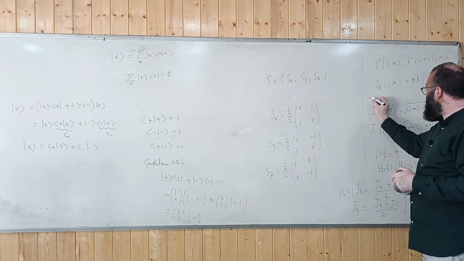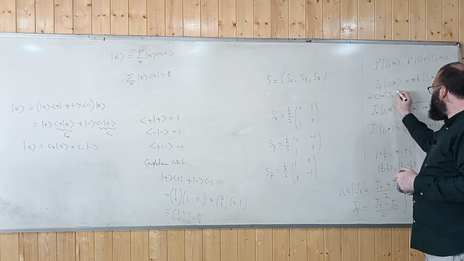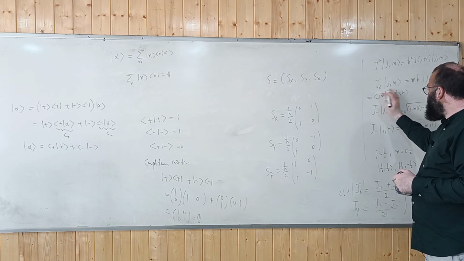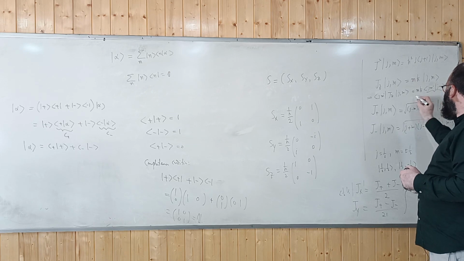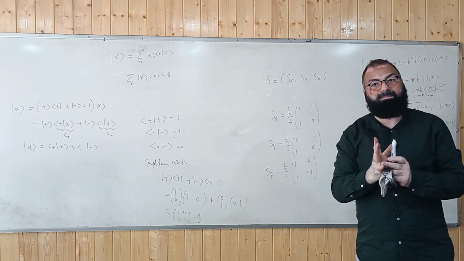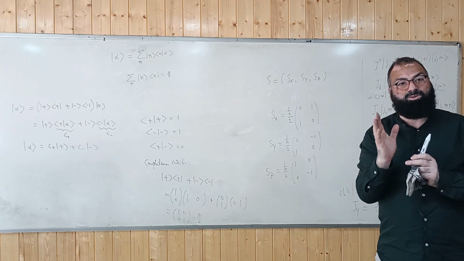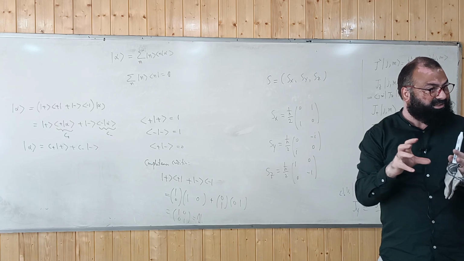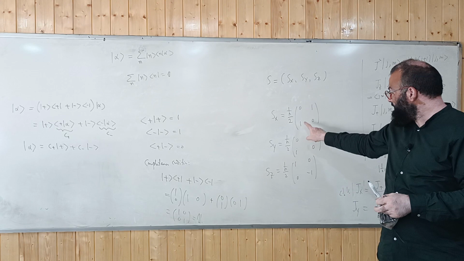If you are not able to understand it, let me write <j'm'|Jz|jm>. J is fixed, so it will simply be m h-cross. So <jm'|Jz|jm> is m h-cross delta m m'. Got it? Now is this diagonal? So that means you have chosen a representation in which Jz is diagonal. When you choose one component to be diagonal, you figure out the other matrices Sx and Sy, and they turn out to be off-diagonal objects.